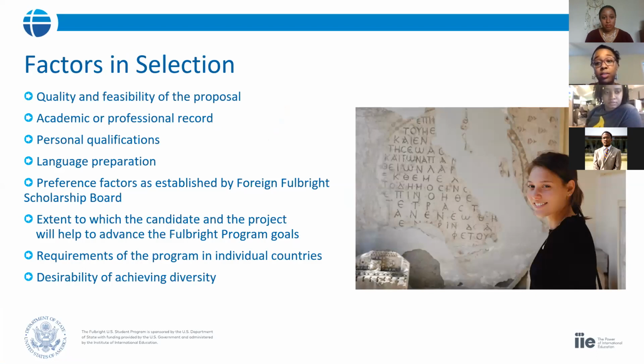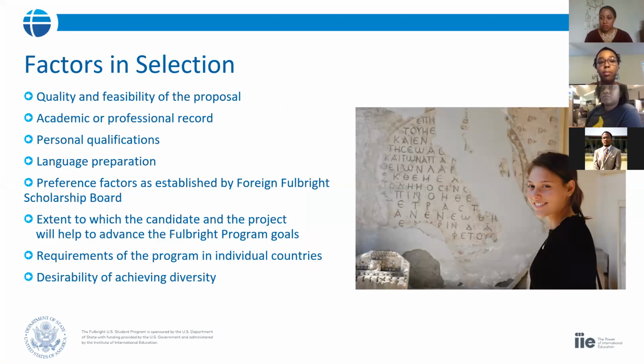So getting to the factors of selection, how do they choose the people for their grants? So the quality and feasibility of the proposal. So feasibility, when you're thinking about a research project, that makes sense to you. But what happens when you're doing it as an ETA? What does that really mean? So they're asking you, do you have transferable skills? That's really what that means here.